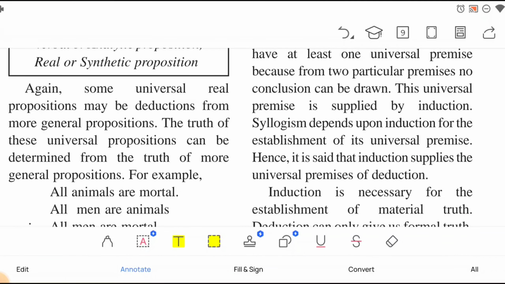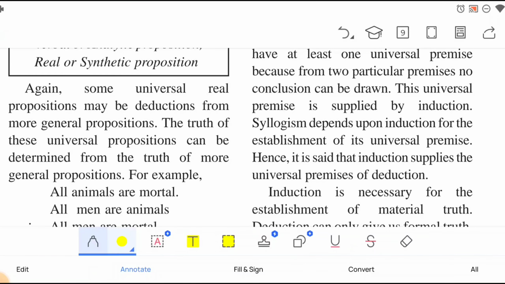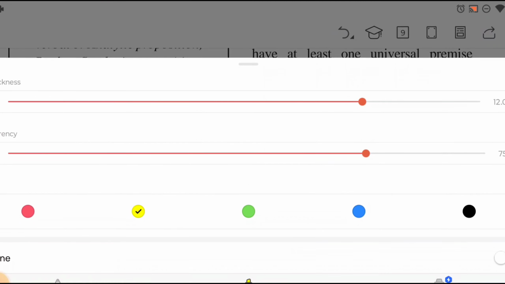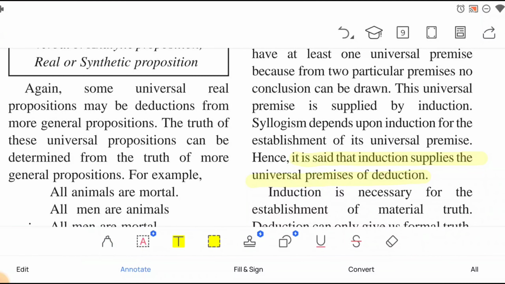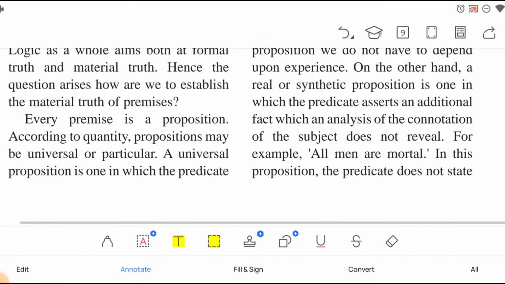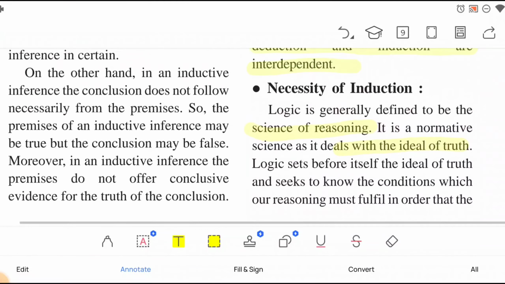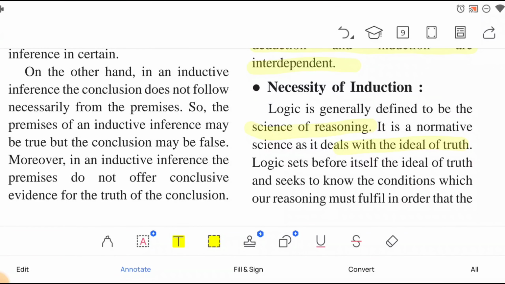And remember this line: it is said that induction supplies the universal premises of deduction. Why do we say that? Because it deals with the material truth, and it establishes a universal real conclusion which can be used in deduction as a premise. That's why we can say that it provides deduction the universal premises. That will be the answer. I hope this is clear to you, the necessity of induction, why we need induction.